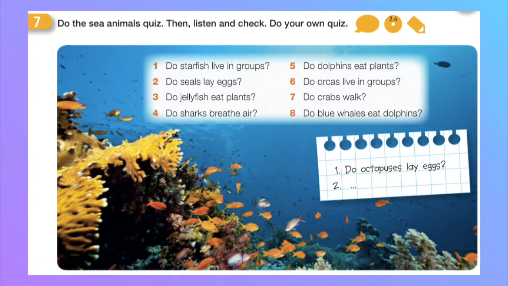One. Do starfish live in groups? No, they don't. Starfish live alone. Two. Do seals lay eggs? No, they don't. They have babies. Three. Do jellyfish eat plants? Yes, they do. Four. Do sharks breathe air? No, they don't. They take oxygen from the sea. 5. Do dolphins eat plants? No, they don't. They eat fish. 6. Do orcas live in groups? Yes, they do. They live in family groups. 7. Do crabs walk? Yes, they do. 8. Do blue whales eat dolphins? No, they don't. They eat very small fish.